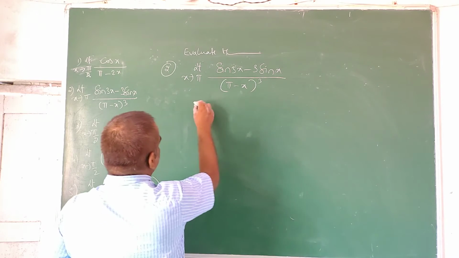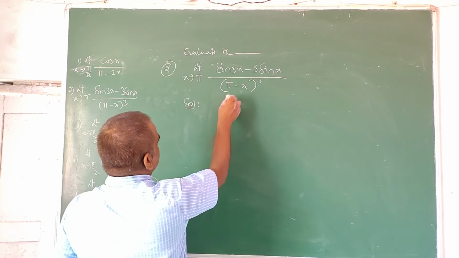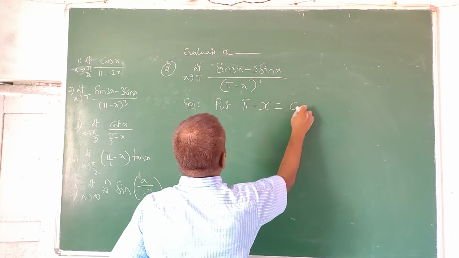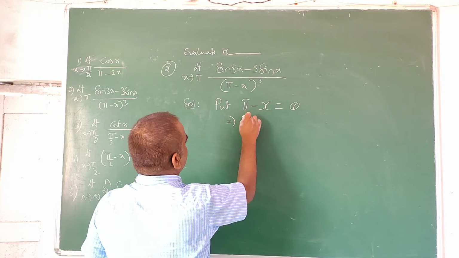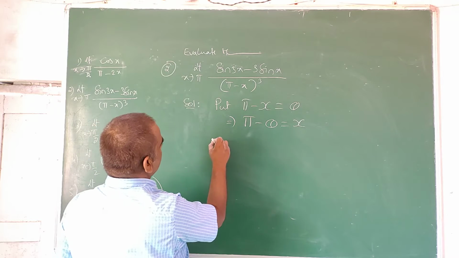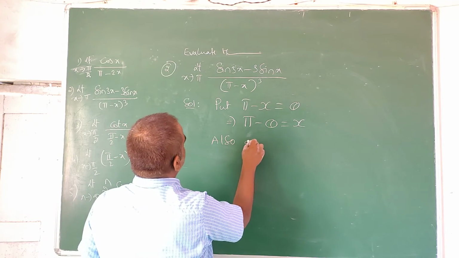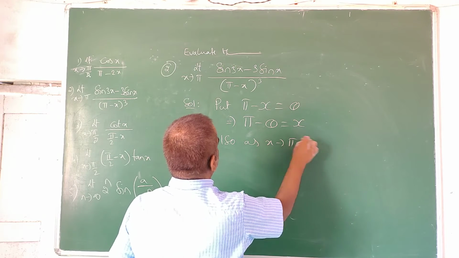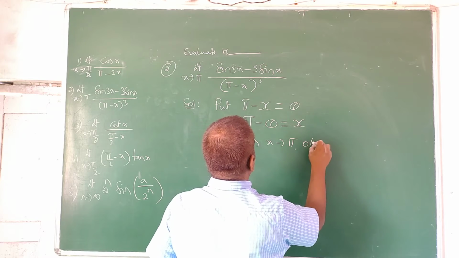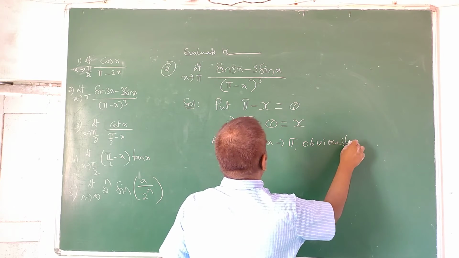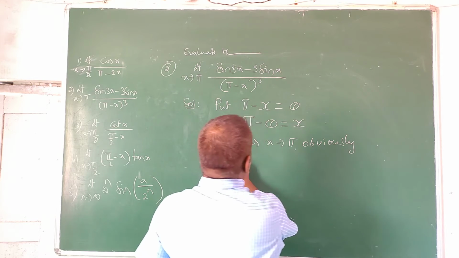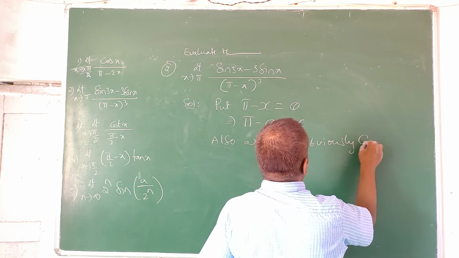So now what you have to do in this solution is put pi minus x equal to theta. This implies pi minus theta is equal to x. Are you following? Also, as x tends to pi, obviously here pi minus pi is 0, so theta tends to 0. So as x tends to pi, obviously theta tends to 0.